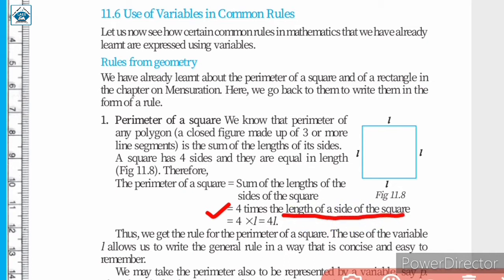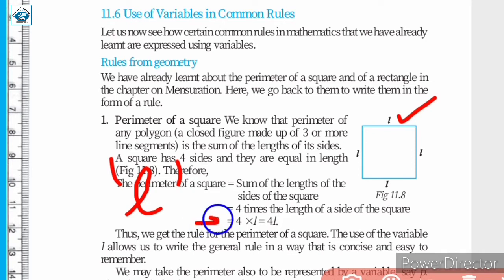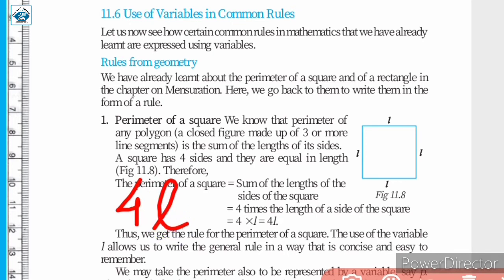Now what if the length of one side of a square is L? That's right, the variable L. So here L is the length of any one side. So here for finding the perimeter we will simply multiply L with 4. So here we can say that the perimeter of a square is equal to 4L. That is, the perimeter of a square having one side's length equal to L is equal to 4L.